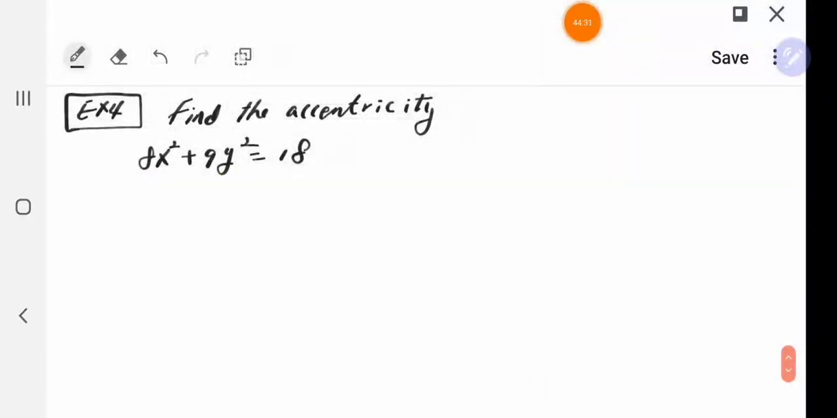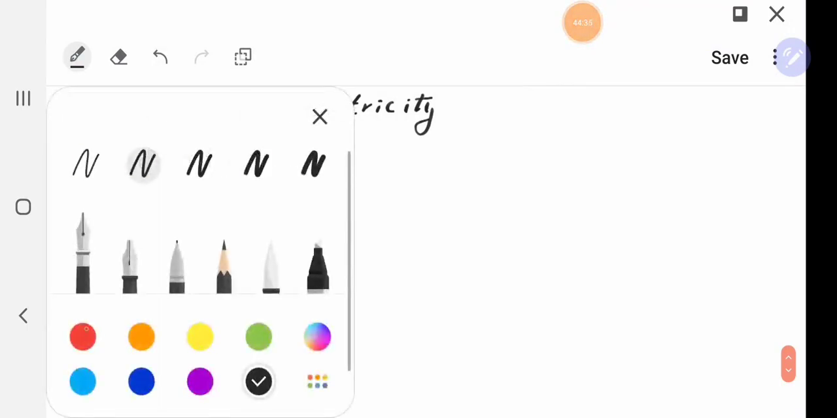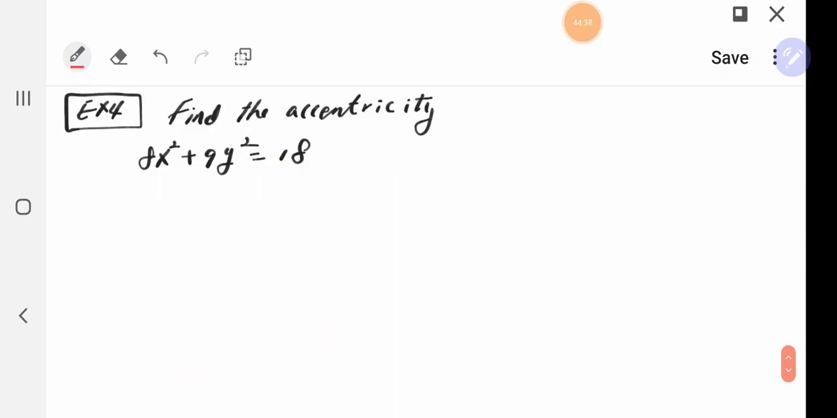Okay, let's find the eccentricity of this ellipse. First of all, we have to rewrite it in the equation of an ellipse. So we will divide each side by 18. The best way is to divide the equation by this constant, 18.